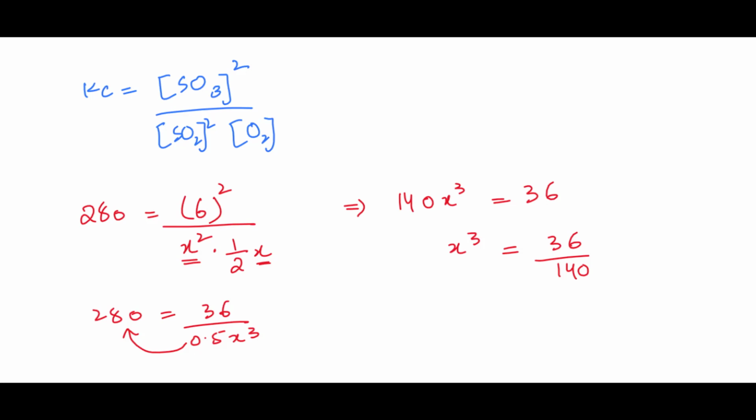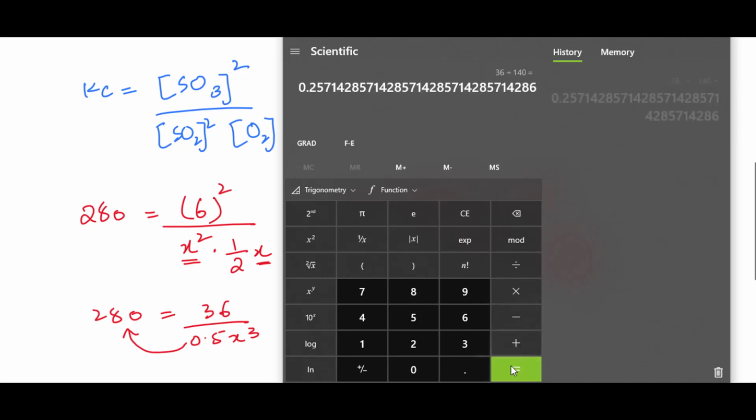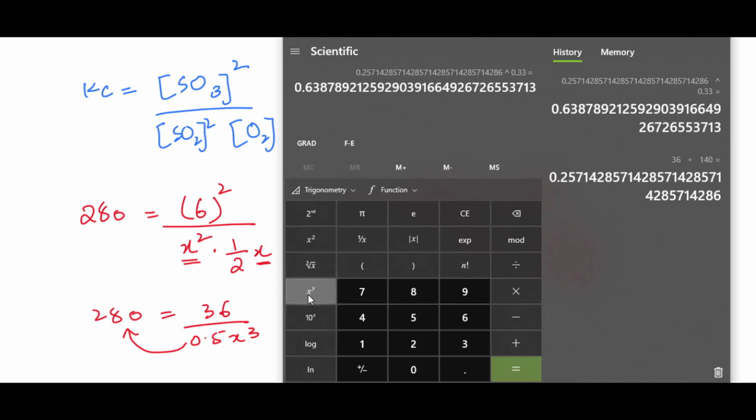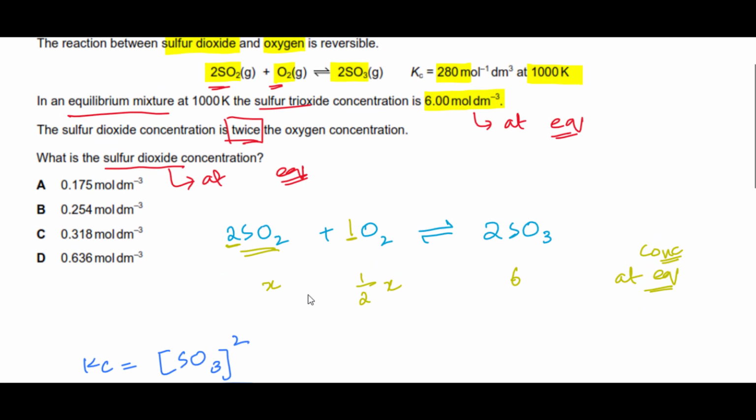And then just simplifying the value of x. So 36 divided by 140 is 0.2571, and just take the power 1/3, that would be 0.33. So this is 0.638. The value of x is 0.638. And now we can just check what our options are. So option D is correct, 0.636.